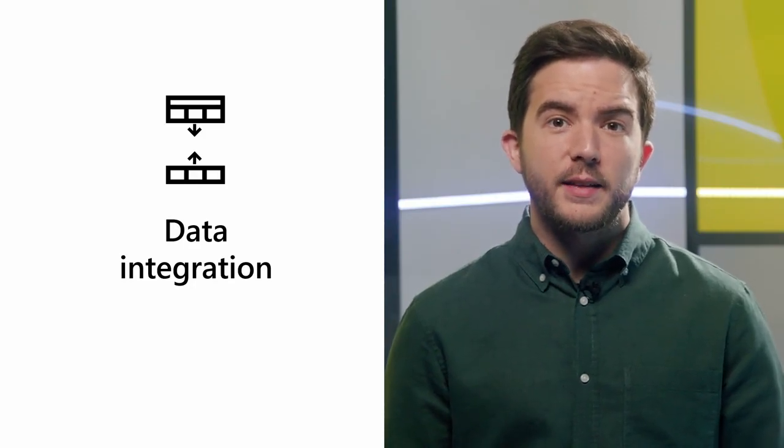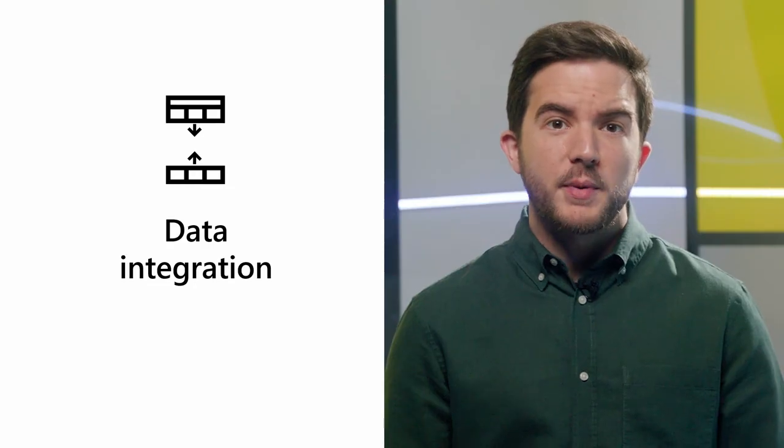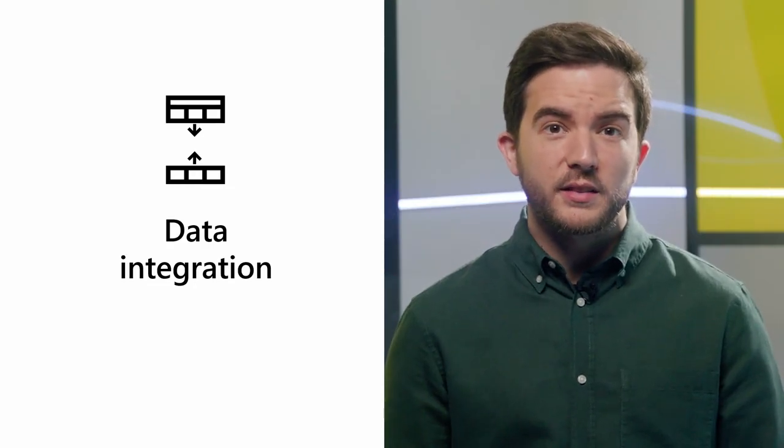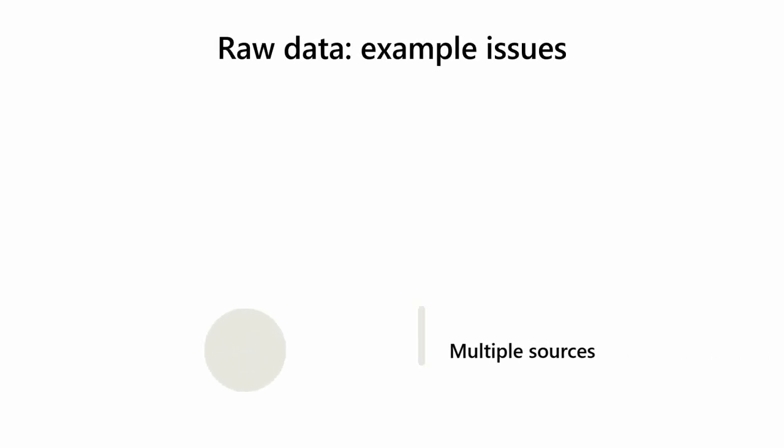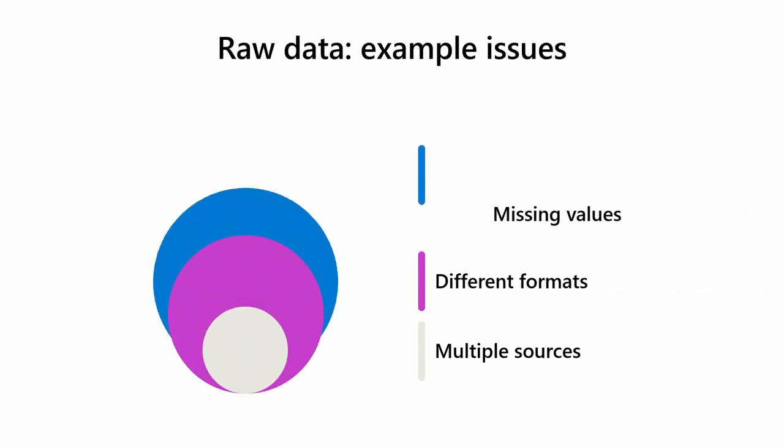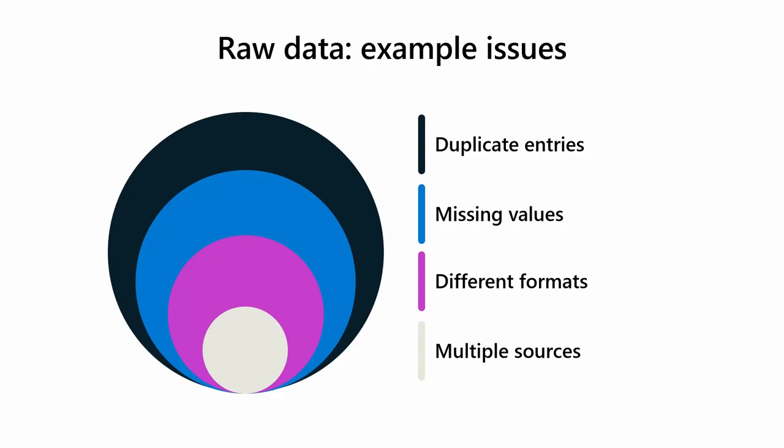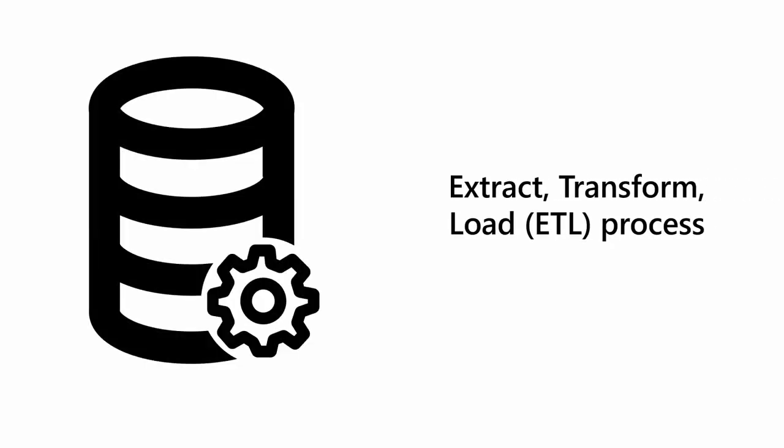This is because the data, in its raw form, may be scattered across different databases, spreadsheets, and even paper records. Additionally, the data may be in various formats, have missing values, or contain duplicate entries. In this case, processing the data would involve cleaning, organizing, and transforming the data into a format that is more suitable for analysis. A common data processing method is the extract, transform, load, or ETL process.